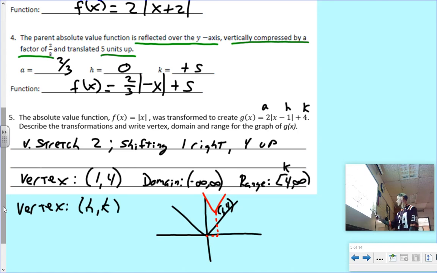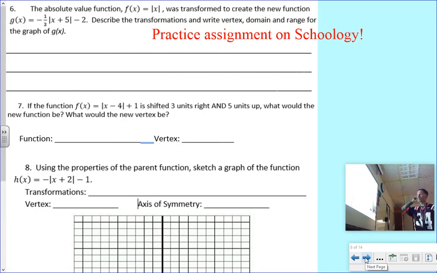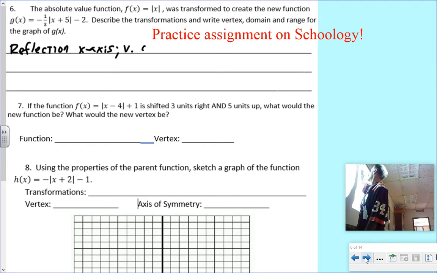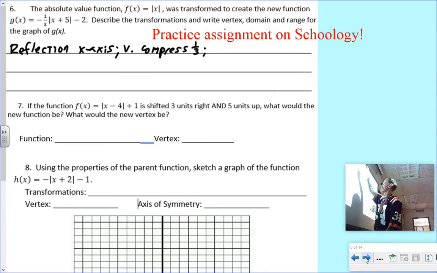Okay. So here's the next problem. Again, pause the video for just 1 second and see if you can list the transformations, write the vertex, domain, and range, and we'll go through those answers pretty quickly. Okay, so we see the negative out front. We know that's a reflection across the x-axis. It's a vertical compress. And then it's shifting 5 left and 2 down.